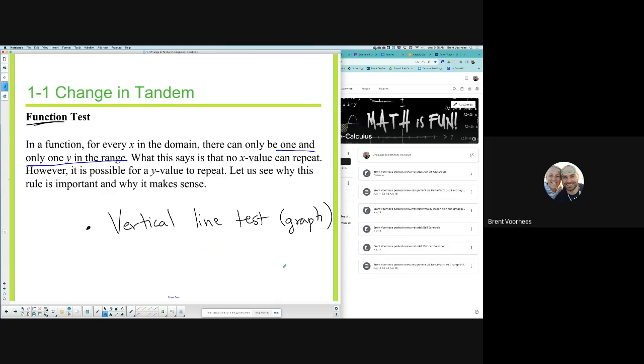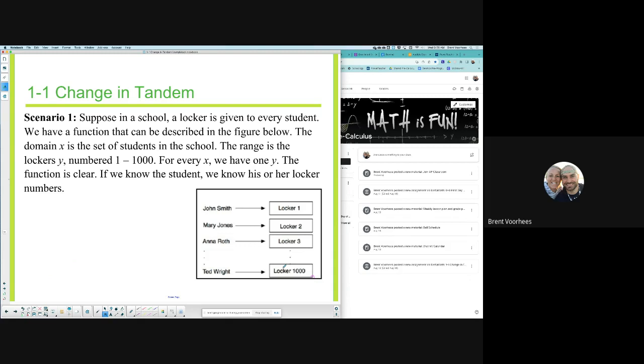Okay? Scenario 1. Suppose in a school, a locker is given to every student. So here's a list of students, and they each have lockers. We have a function that could describe the figure below. John Smith gets locker 1, Mary Jones locker 2, and so on. The domain, X, is the set of students. This is our domain, so I'll put an X column right here. This would become the Y.